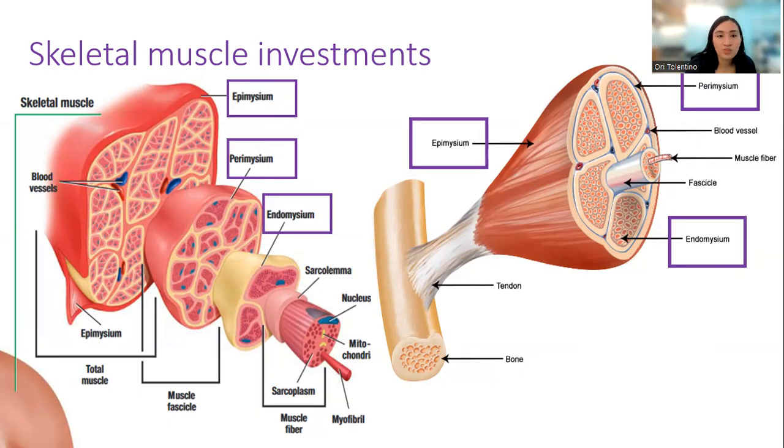Your endomysium right here is made up of reticular connective tissue surrounding each muscle fiber. So one muscle fiber right here is surrounded by your endomysium. Epimysium blends with the deep fascia. It's continuous with your tendon and deep fascia. It surrounds your whole muscle. Perimysium surrounds bundles of muscle fibers called fascicles, and endomysium surrounds individual muscle fibers.